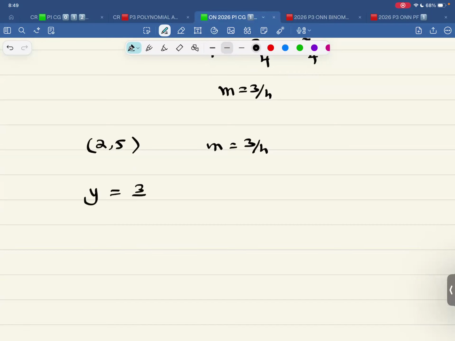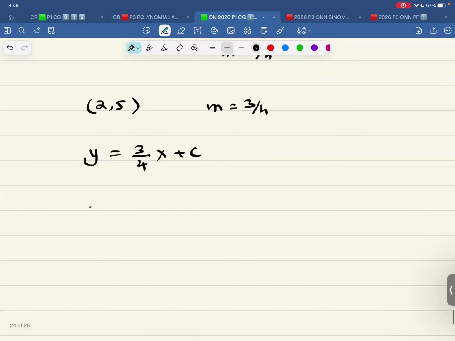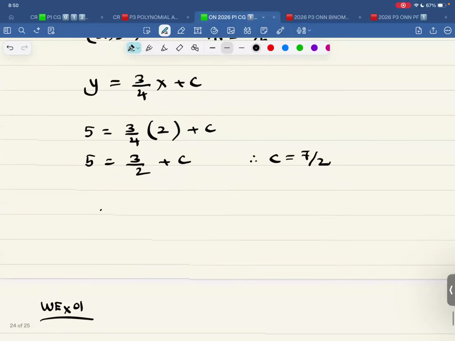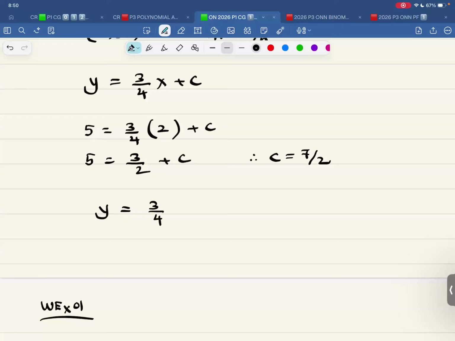So therefore, 2, 5. Gradient is 3/4. Y is equal to 3/4 x plus c. Y is equal to 3/4 into x is 2. And y, I need to plug it in. So that is 5. That is c. So let me multiply. That is 5 is equal to 3 over 2 plus c. 5 minus 3 over 2. Therefore, c comes out to be 7 over 2. So therefore, y is 3/4 x plus 7 over 2. That is the equation of this form.